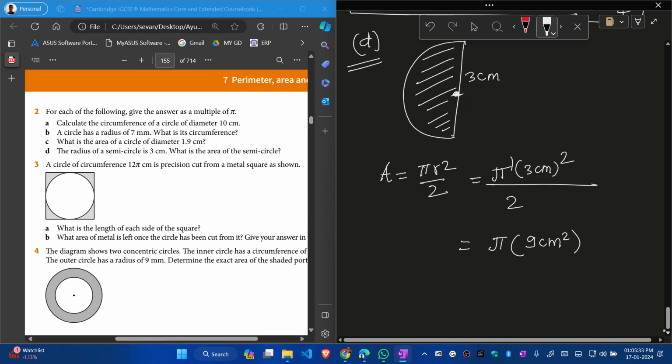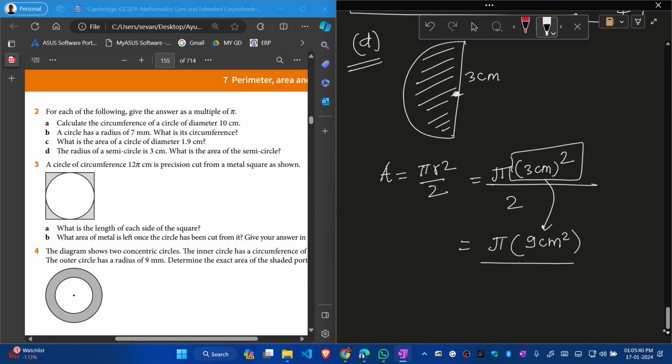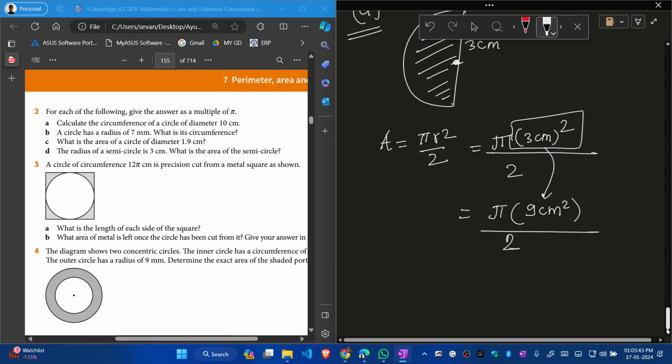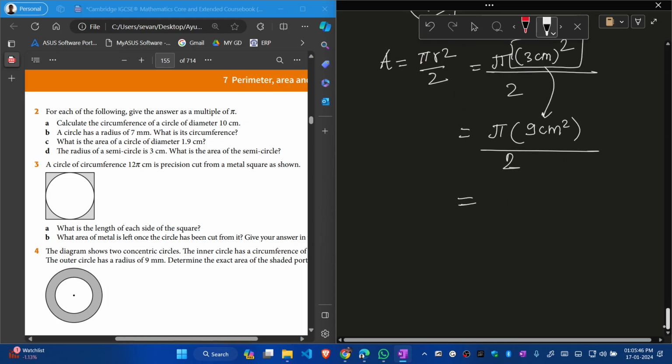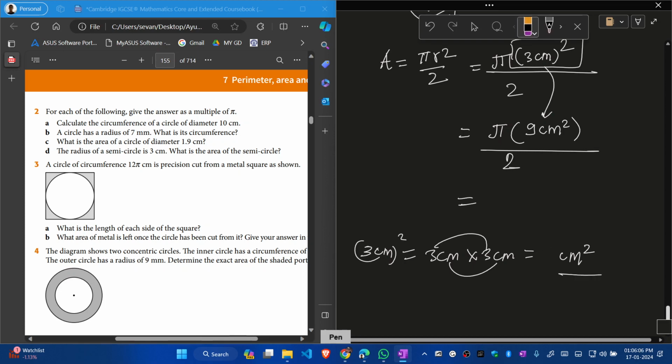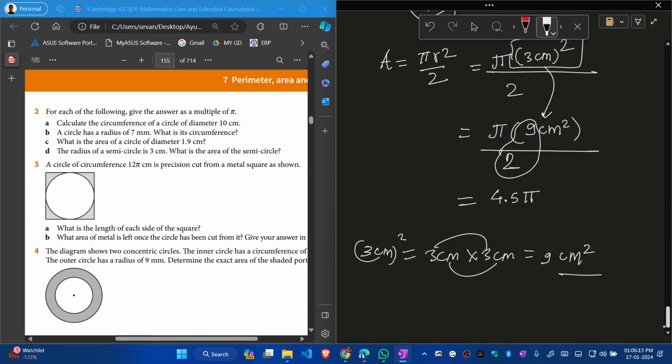You solve this 3 centimeter whole square. So that will be transformed to 9 centimeter, and 2 will be as it is. Shouldn't it become 6? No, it will not become 6. When you say square, you have to multiply it 2 times. So it will be 9. Then centimeter and centimeter will be multiplied and it will be centimeter squared. So if you divide 9 over 2, that will be 4.5 centimeter squared. So this will be the answer of D part.